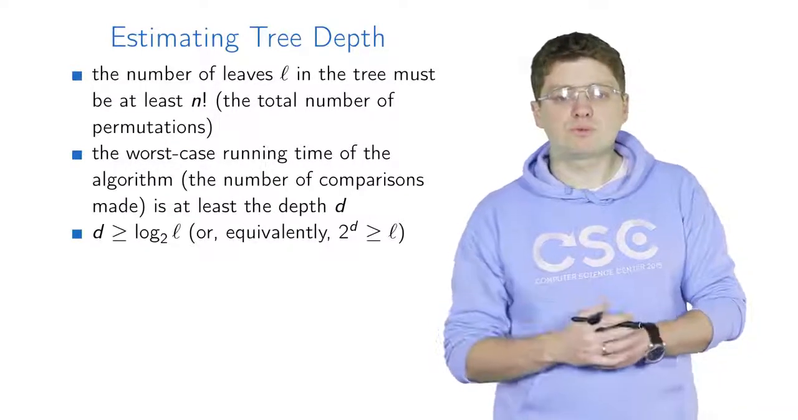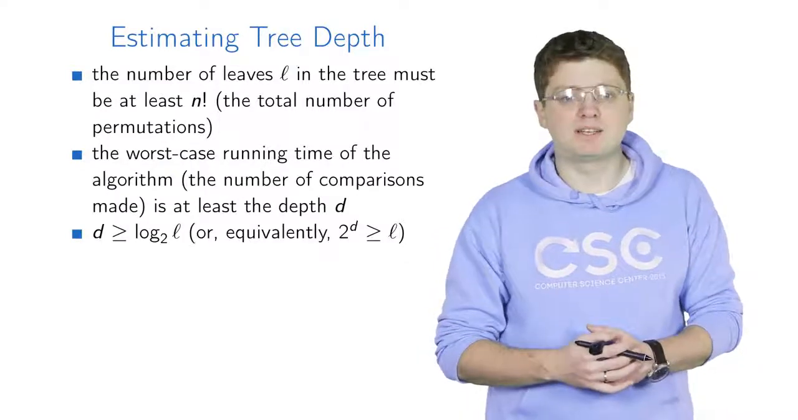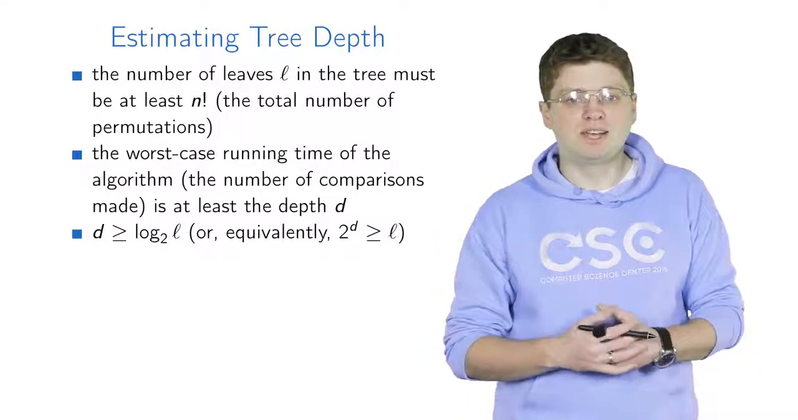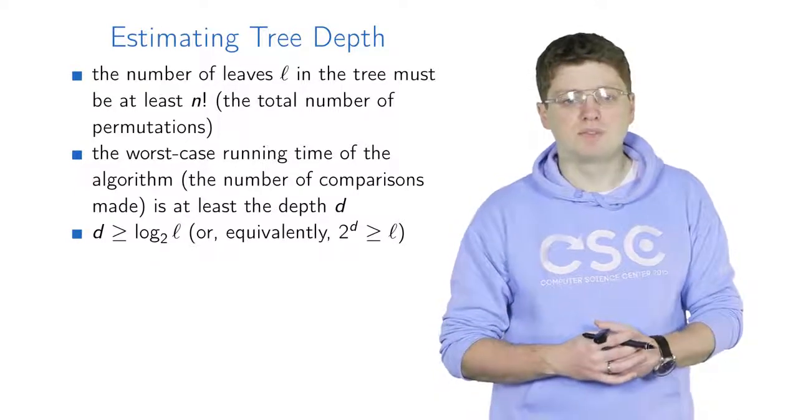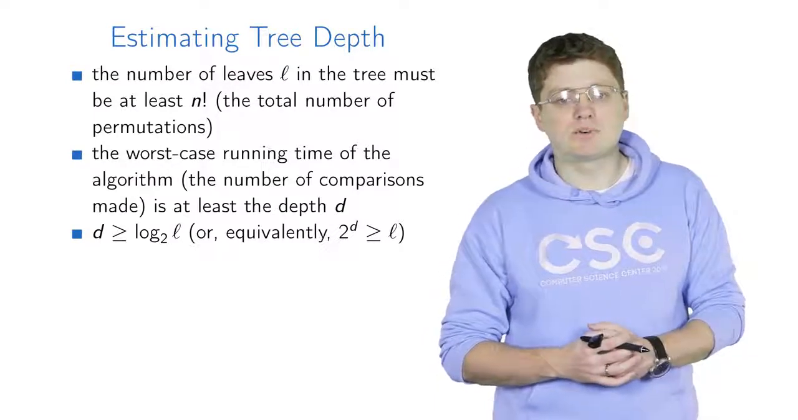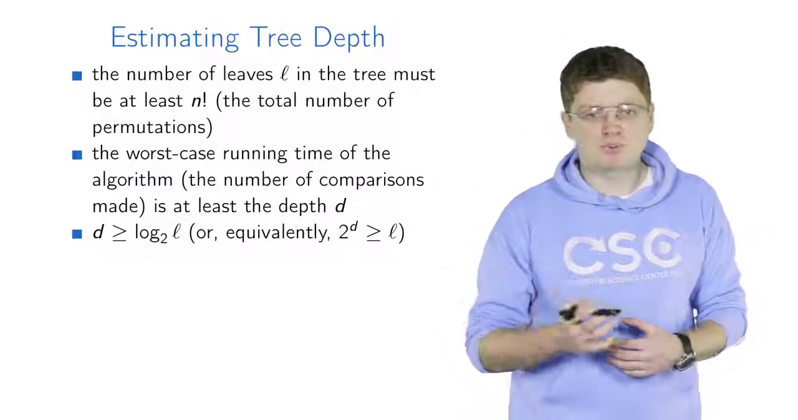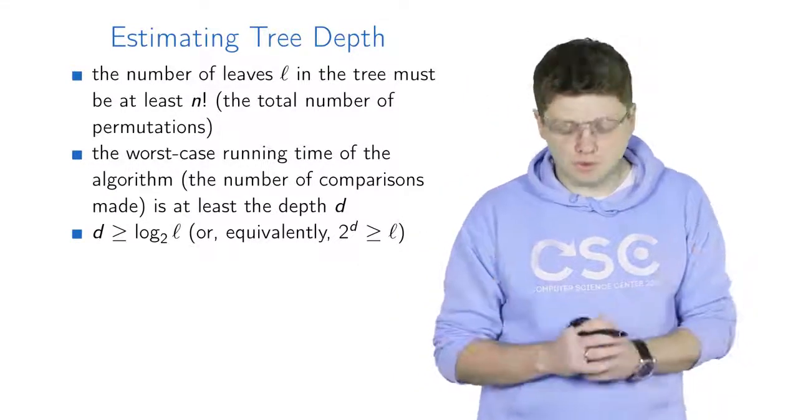To formally show this, we need the following estimate. The depth of a binary tree is at least the binary logarithm of its number of leaves, or equivalently 2 to the depth is at least its number of leaves. Well, this can be proved formally, but let me just show you this informally.